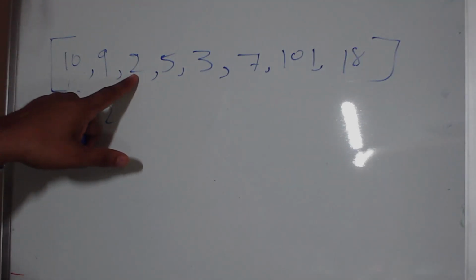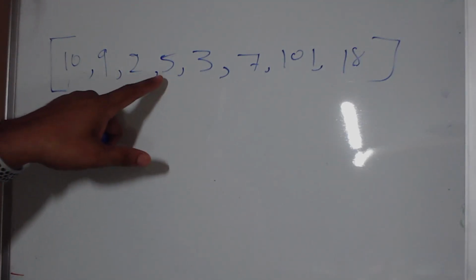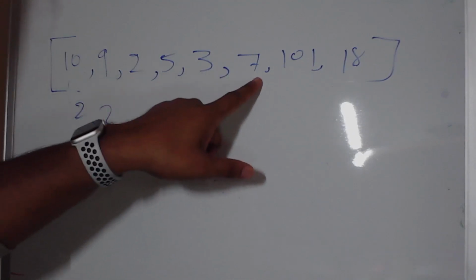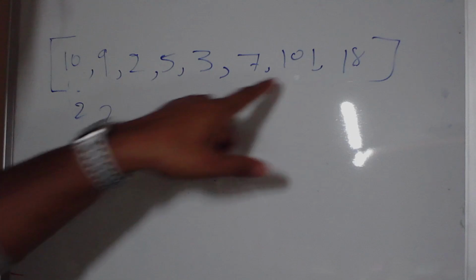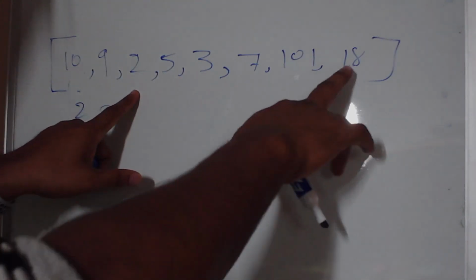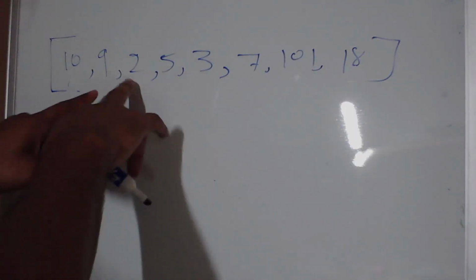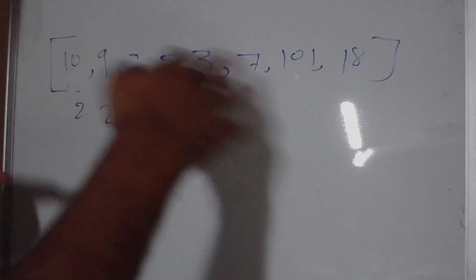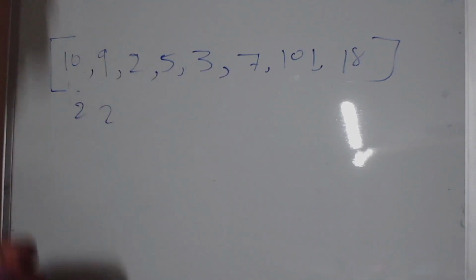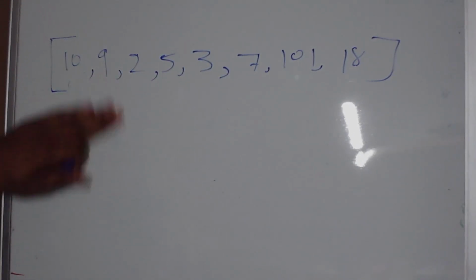But if we consider 2, then 5 is greater than 2, 7 is greater than 2, then 101 is greater than 2, so length will become 4. And so on. So the max length here is 4, so our result should be 4, right? Now how are we going to calculate this?